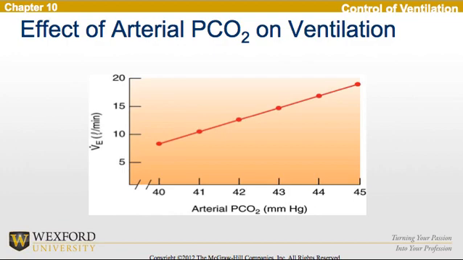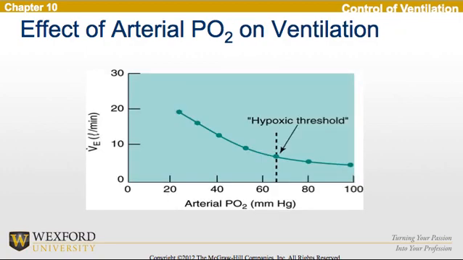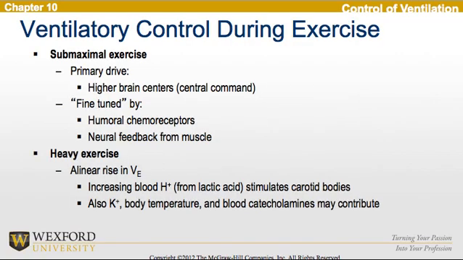Next, we have a diagram that shows the effects of the arterial partial pressure of carbon dioxide on ventilation, where we see an increase in arterial partial pressure of carbon dioxide leads to an increase in ventilation. Next, we see the effect of arterial partial pressure of oxygen on ventilation.